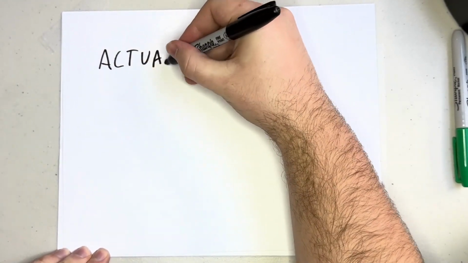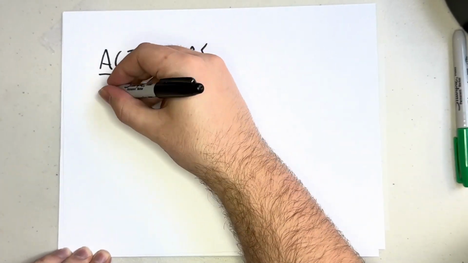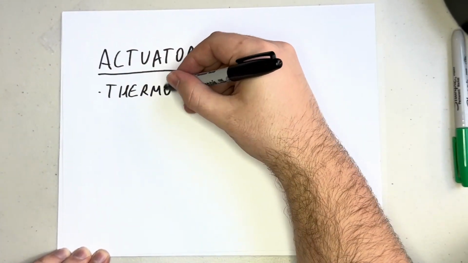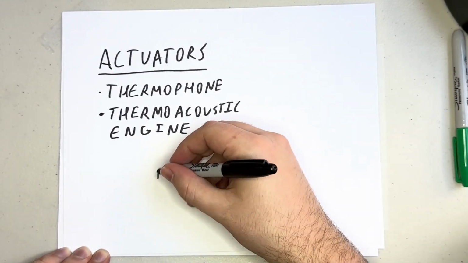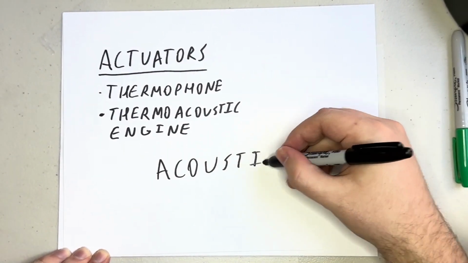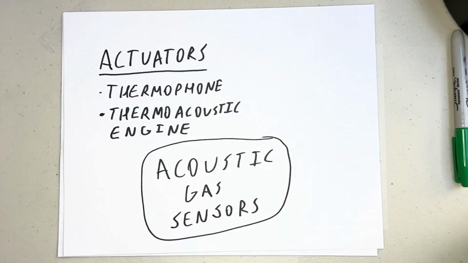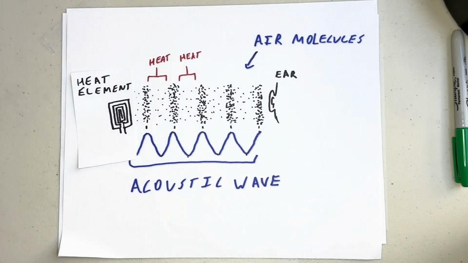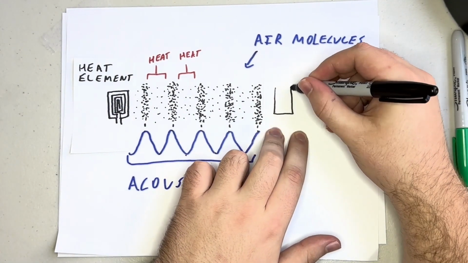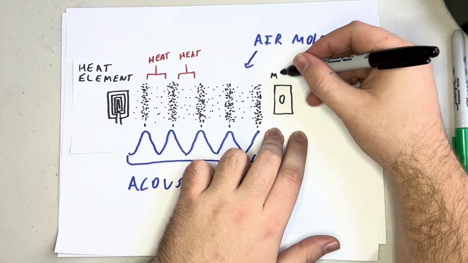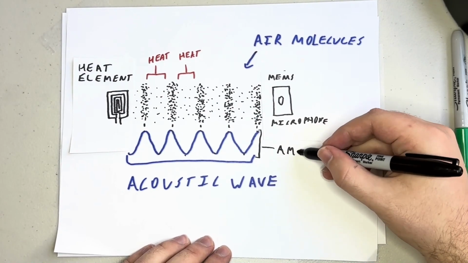Both of the previous examples, the thermophone and the thermal acoustic engine, are actuators. But a gas sensor can actually be constructed using the same thermal acoustic effect. Acoustic gas sensors use a microphone to monitor the amplitude of the induced acoustic wave.